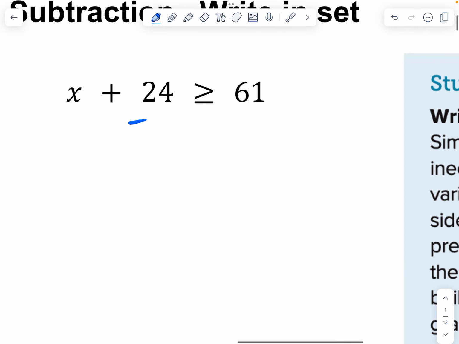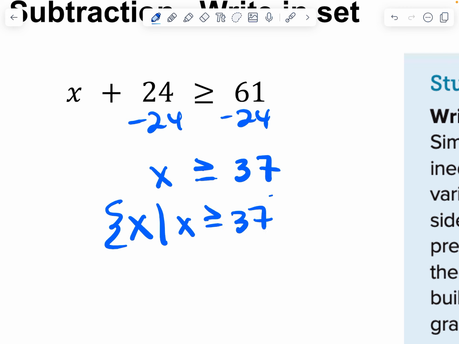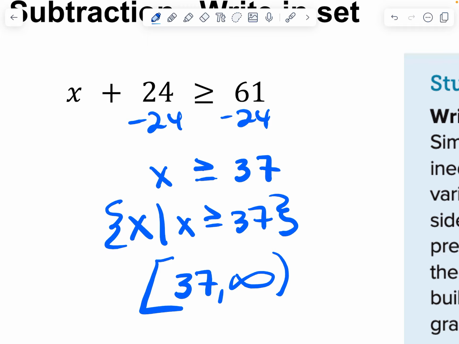Over here, I'm going to subtract 24 from both sides. When I subtract 24 from both sides, I get 37. So these numbers are greater than 30. Oh, let me do the set builder first. x such that x is greater than or equal to 37. Okay, 37 is the smallest number. It's going up and up forever and ever. So there we have it.